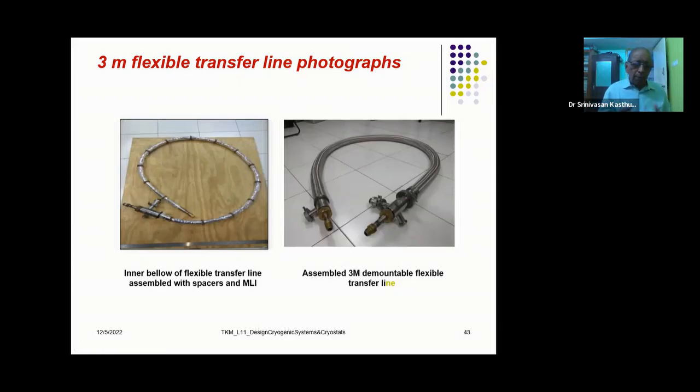He has used bakelite material as a spacer material. It's just a bakelite ring which touches the inner vessel as well as the outer vessel. So this is the way in which it's done. Now, the inner bellow is put inside the outer bellow, and the end couplings are all fitted, and this assembled 3-meter long demountable flexible transfer line is what is shown here in this diagram.